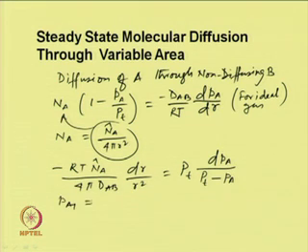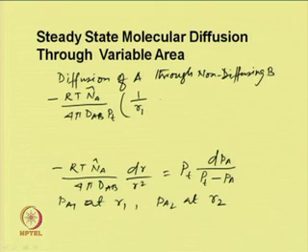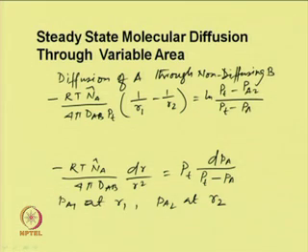So, now if we include the limit, partial pressure of A 1 at R 1 and partial pressure P A 2 at R 2, if we include this limit and integrate this equation, this will be minus R T N A cap by 4 pi D A B into P T, 1 by R 1 minus 1 by R 2 is equal to ln of P T minus P A 2 by P T minus P A 1.